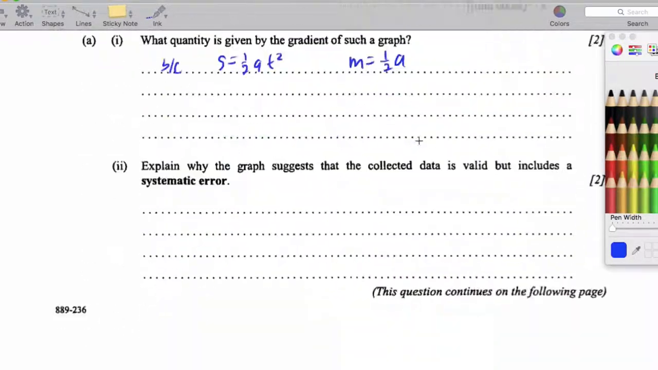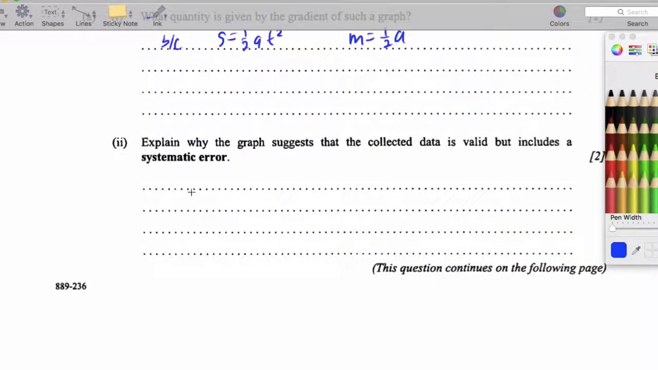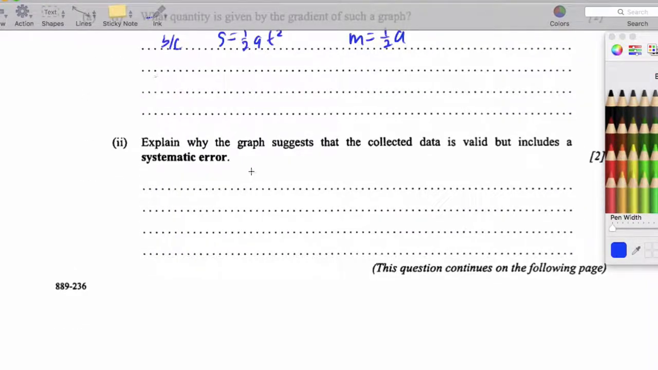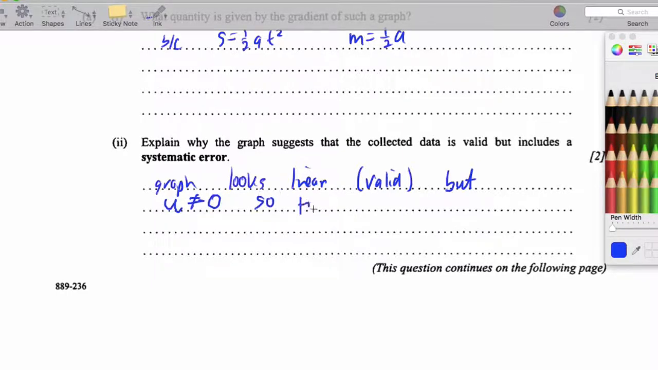Now, why is there a systematic error? Well, if you notice, it doesn't start at rest here. It seems to start at a non-zero speed. So the graph looks linear. That indicates that it's valid, but u is not equal to 0. So there is an error.